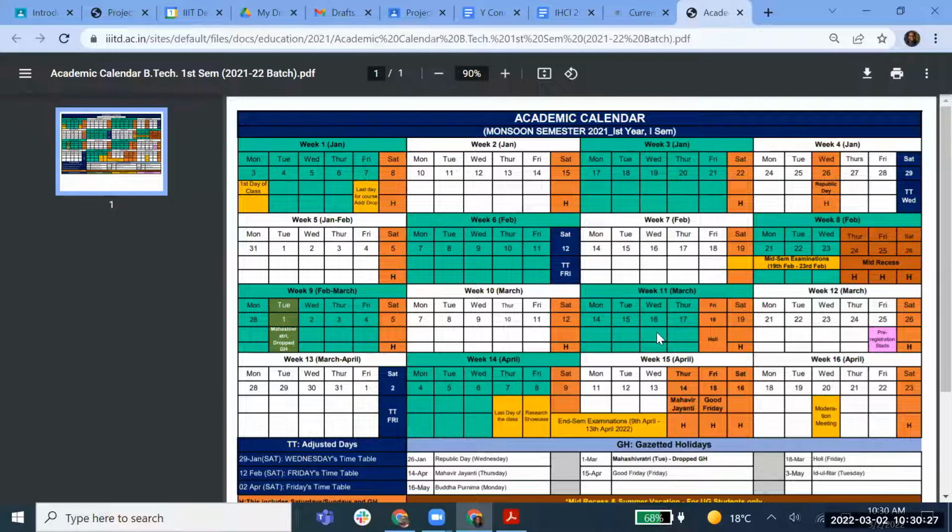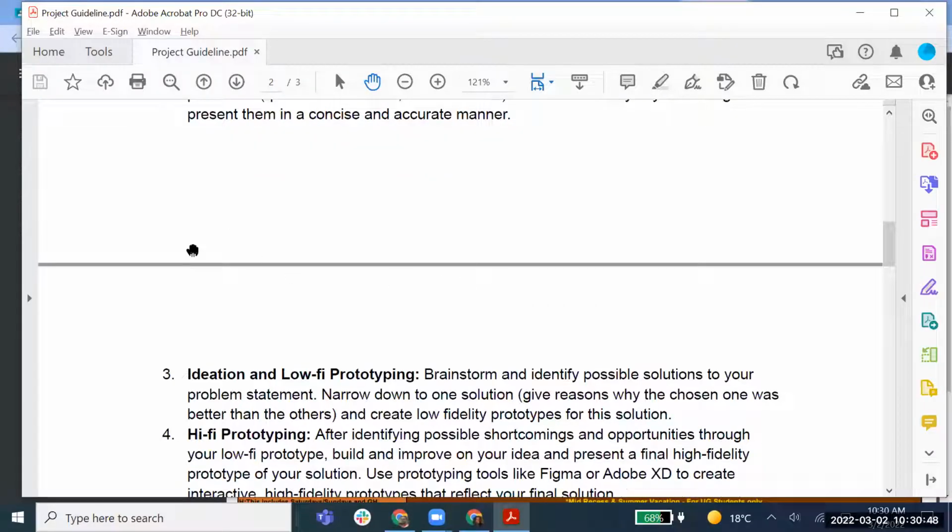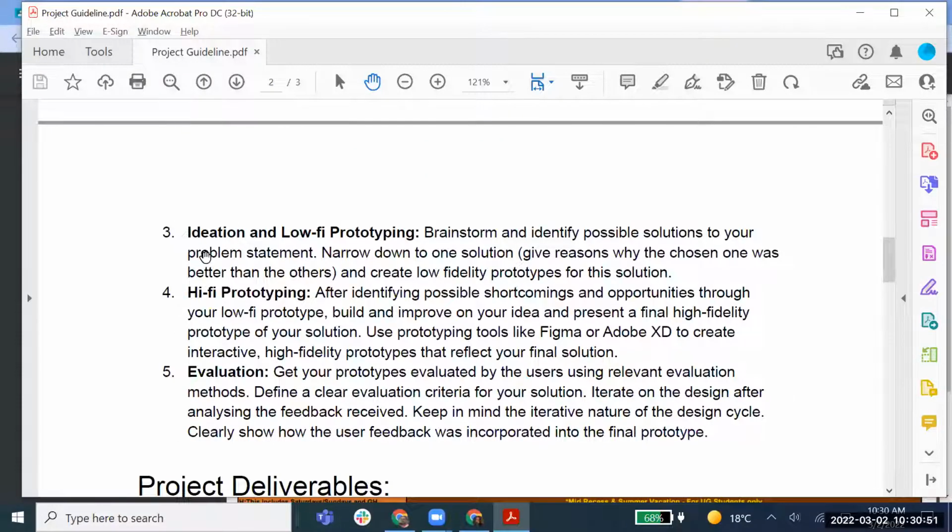So Satya, please note down the dates. For the first deadline, it is 17th March. The second deadline would be the 31st of March, again 2 weeks time. If really required, we can give an additional 1 or 2 days, but for the time being, keep it 31st. By 31st, we expect you to complete the ideation and high-fi prototyping at least. The evaluation part we can still do as part of the final submission, but by 31st we expect you to complete the ideation, low-fi prototyping and high-fi prototyping.